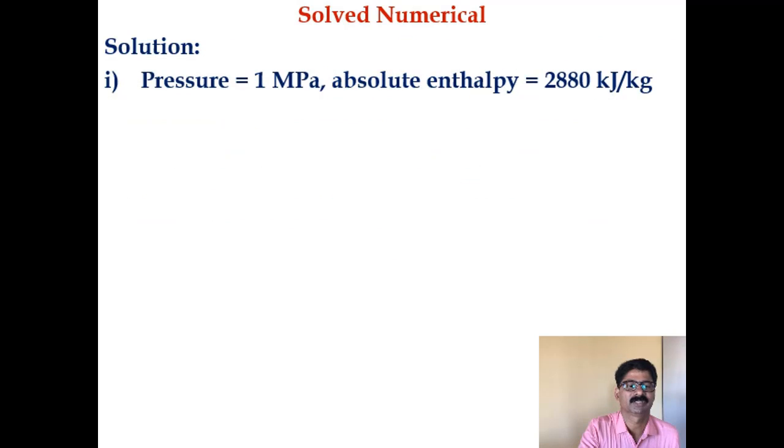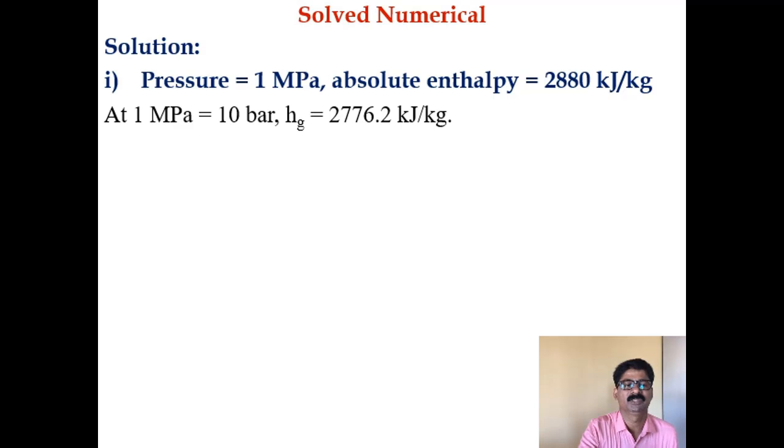So let us take the first one. Pressure is 1 megapascal, absolute enthalpy is 2880 kilojoules per kg. So when pressure is given, open the steam table at 1 megapascal or 10 bar. Note down the hg value. The hg value obtained from the table is 2776.2 kilojoules per kg. It means if the steam is dry, you should have an enthalpy of 2776.2 kilojoules per kg, and the actual enthalpy of the steam at the given pressure is 2880 kilojoules per kg.